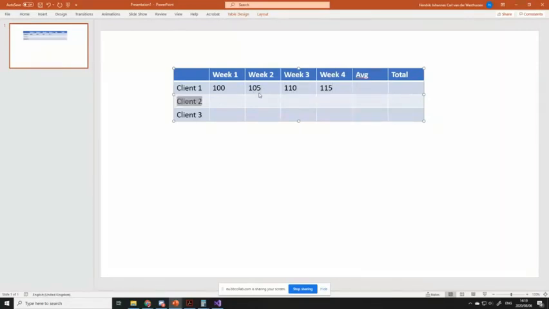So let's do all of them before we continue. For client 2, let's go 80, 81, 82, 83. Really, that client doesn't eat fast food or is very lucky. And then for client 3, we've got, let's say, 70, we've got 68, we've got 72, and then 74.